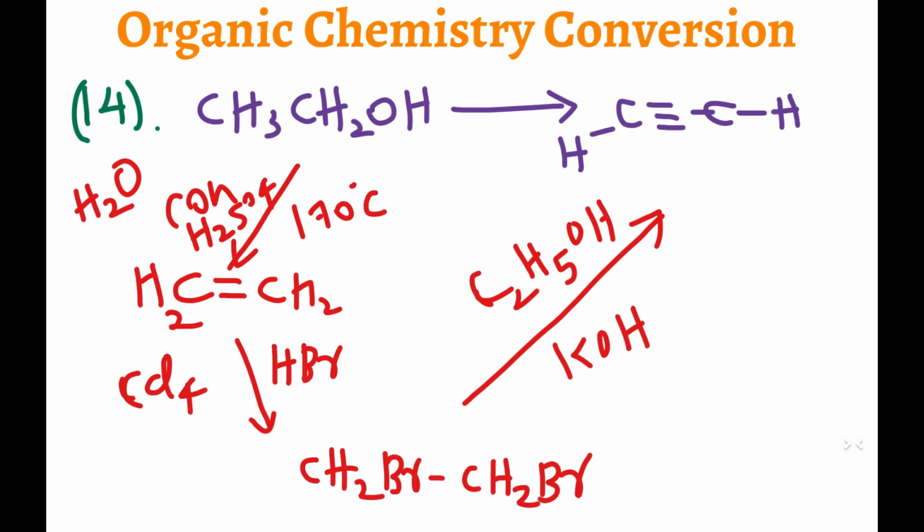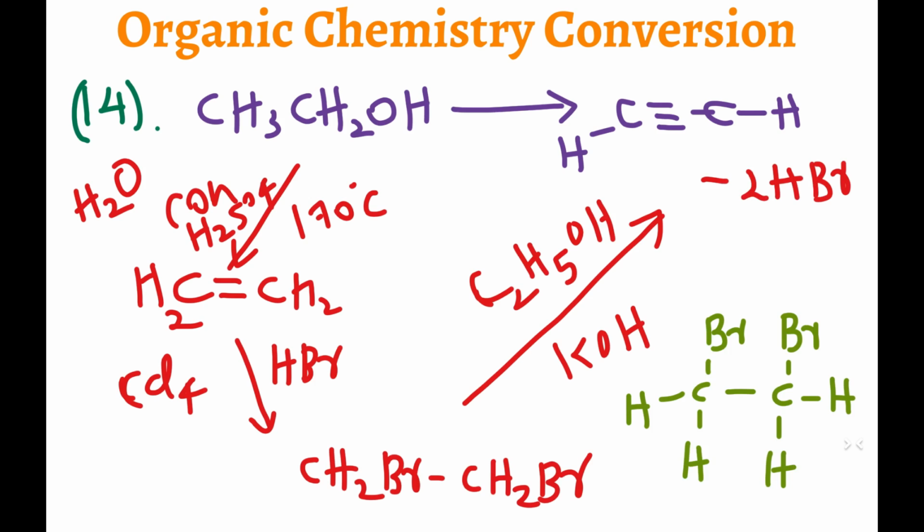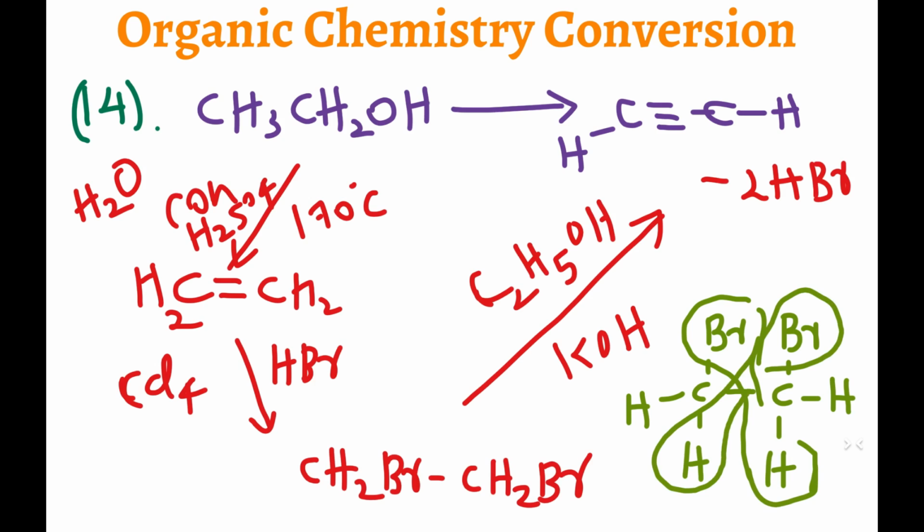Then we can remove two HBr molecules, and I will show you how this third reaction is going to happen. We need to remove Br with the adjacent carbon's hydrogen like this, and thereafter this Br takes a hydrogen atom from this adjacent carbon atom. Then two HBr molecules can be eliminated.